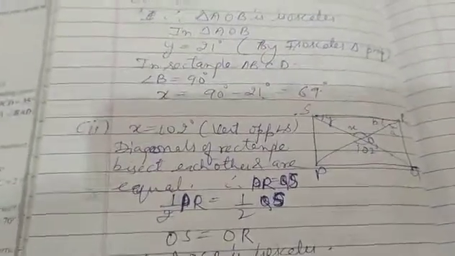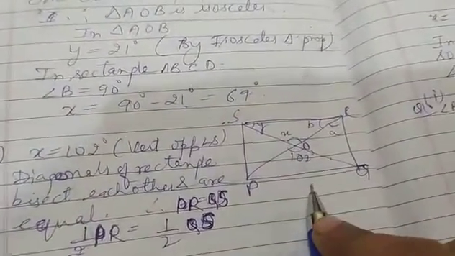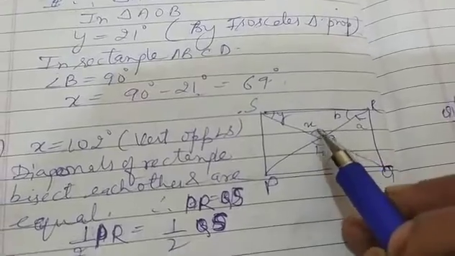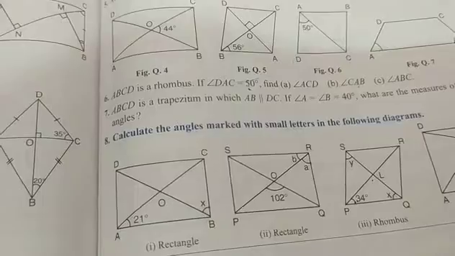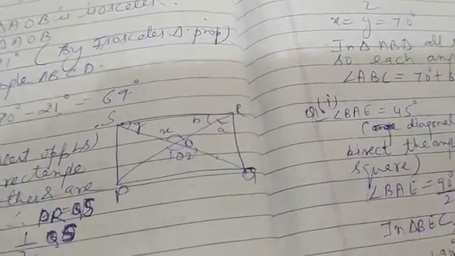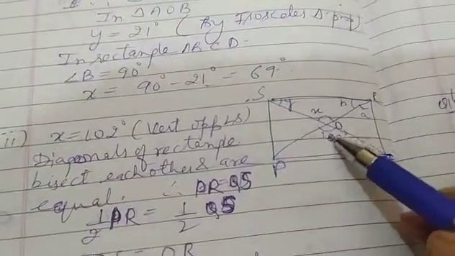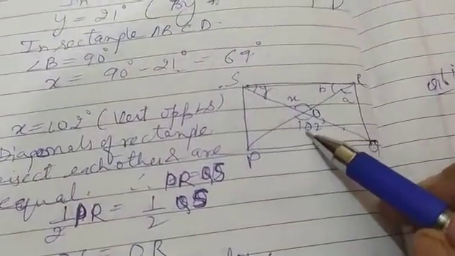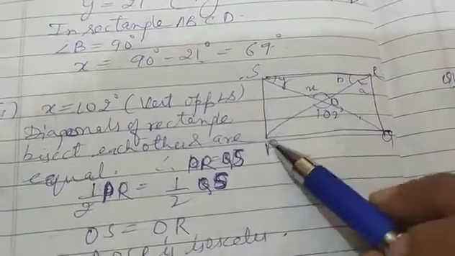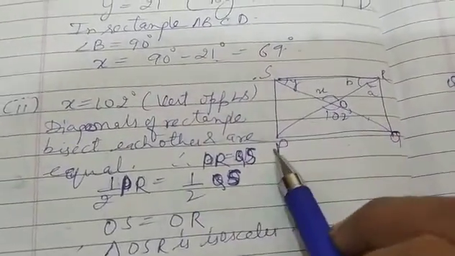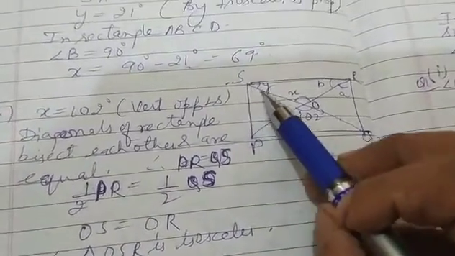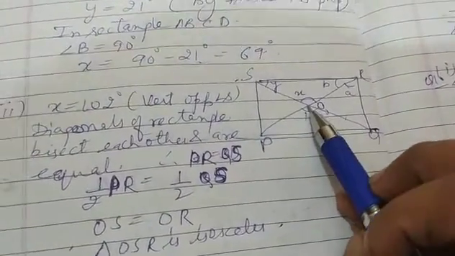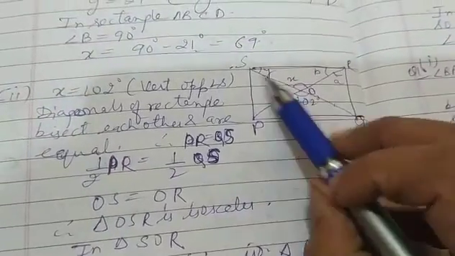See, this is the second figure. Again, it is a rectangle. So you have to calculate A and B. Again, x is equal to 102, vertically opposite angle. Again, diagonals of a rectangle are equal and bisect each other. That means PR is equal to QS. Half of PR, half of QS. So OS is equal to OR.